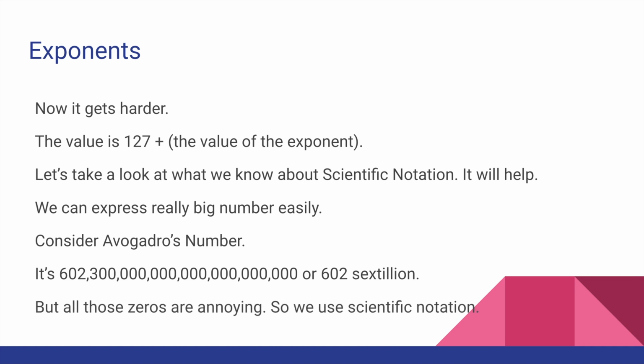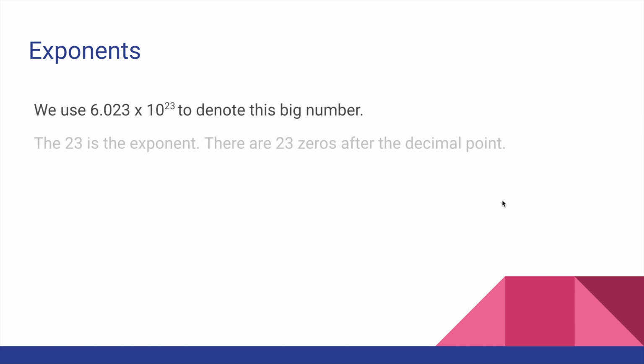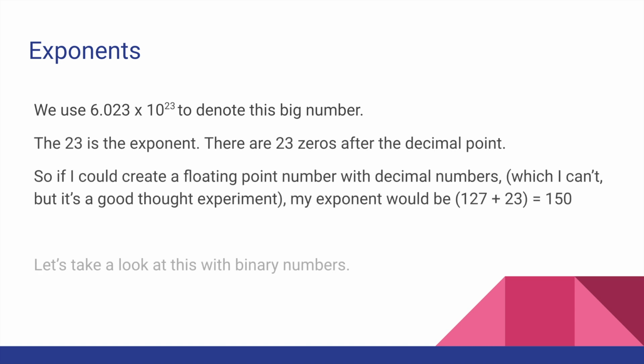Now, this is Avogadro's number. Avogadro's number calculates the number of atoms in that many grams of a substance or whatever. Anyway, it's a known number in science, 6023 with lots of zeros, or if you like, 602 sextillion. Numbers that are just stupidly big. We don't render all those zeros. We use scientific notation. So we understand this number as being 6.023 times 10 to the 23rd power. The 23 part here is the exponent. There's 23 zeros or 23 values after the decimal point.